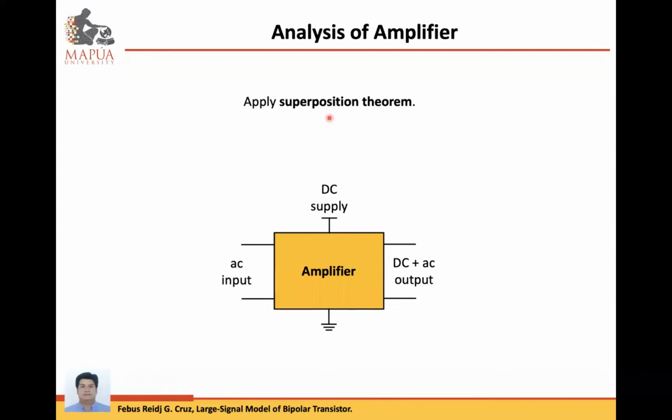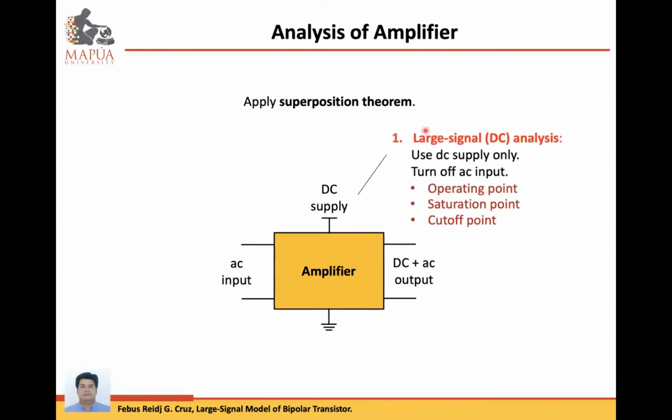Now, knowing that you have two types of voltage sources, we can apply the analysis called the superposition theorem, wherein we are going to use the DC supply only. That would be the first step. We can call it the large signal analysis or the DC analysis. In this case, we use the DC supply only and turn off the AC input. Under this, we can determine the operating point, saturation point, as well as the cutoff point.